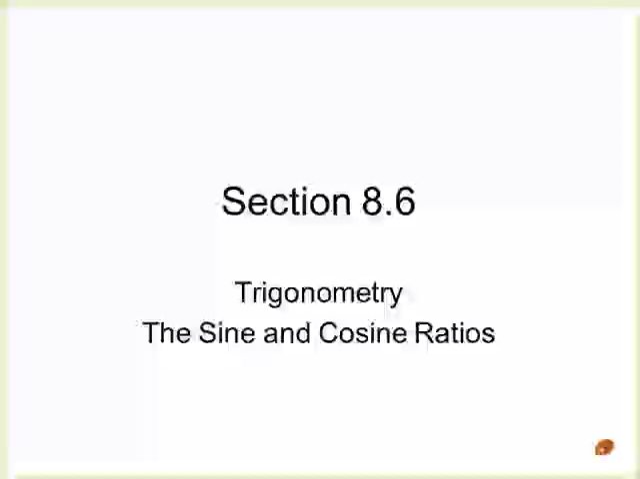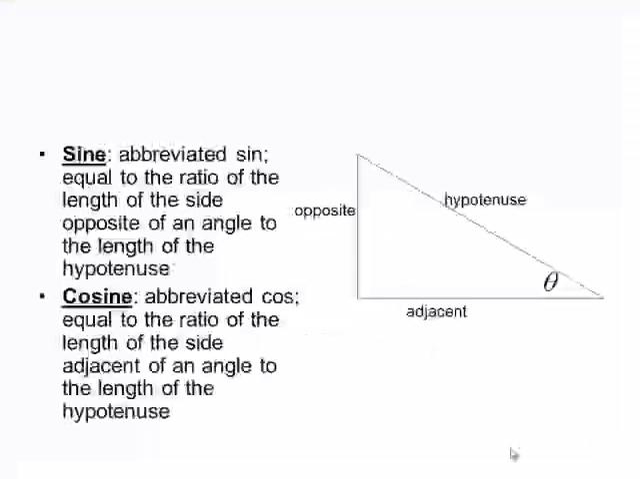Going to talk about two more trig ratios. So yesterday we introduced the first one, and that was called tangent. For tangent, we took the opposite side of the angle and divided it by the adjacent, or the side that was next to it. Today we're going to talk about two more that are called sine and cosine.